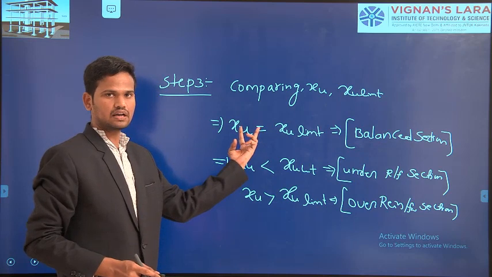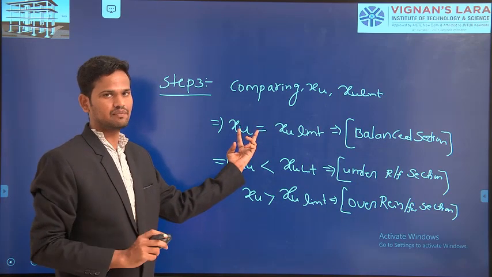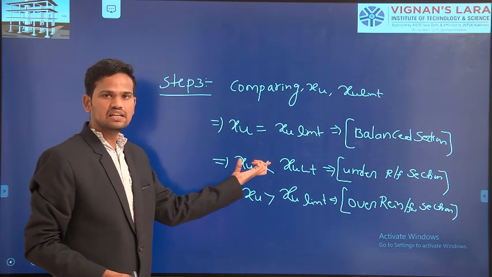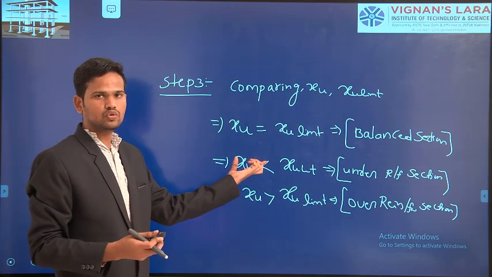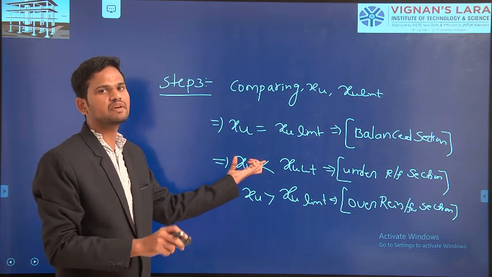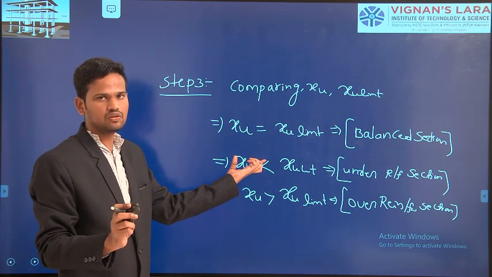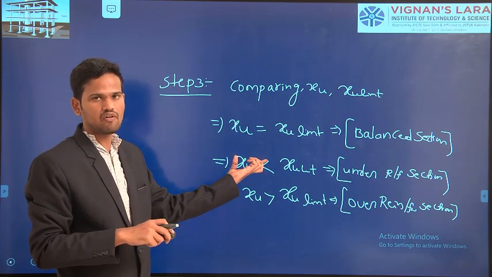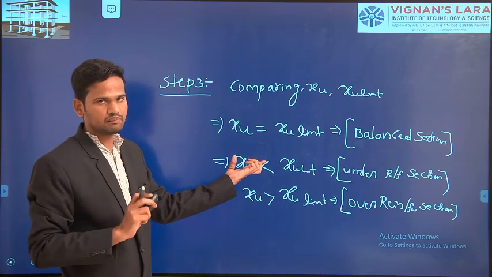In a balanced section, both concrete and steel fail simultaneously, hence no problem. In an under reinforced section, we are providing very little steel, so the strain will be taken by the steel first. Hence steel fails first, which is a ductile failure. In ductile failure, it gives a warning, hence we don't have any problem.